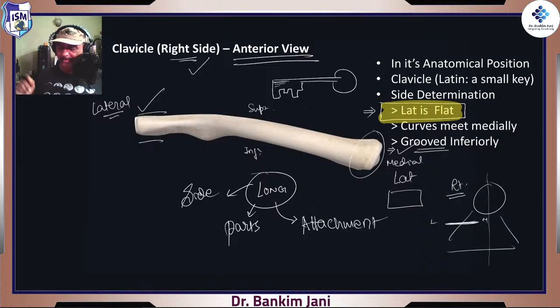Now there is one more interesting point. The curves meet medially, right? Curves meet medially. How come? Now this bone, do you remember we said that this is an S-shaped bone, true? So there are two curves. These are the curves and the joint of the curve, that is the weakest portion from where the clavicle can really break, especially fall on that outstretched hand. Because that is the point where the pressures are getting transmitted. So that becomes the weakest point from where it can really break.